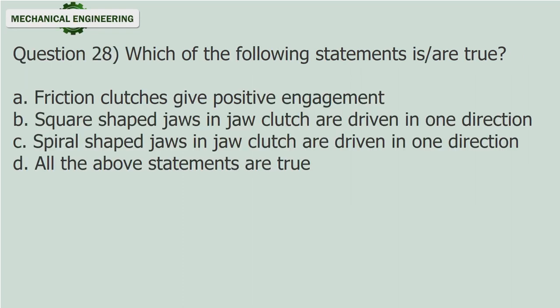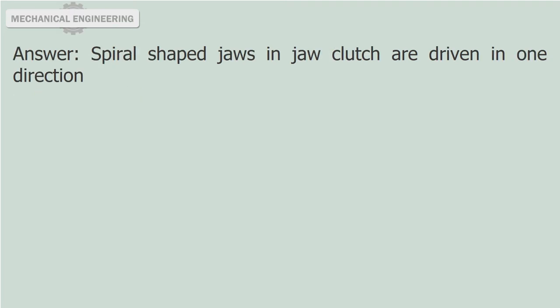Question 28. Which of the following statements is true? A. Friction clutches give positive engagement. B. Square-shaped jaws in jaw clutch are driven in one direction. C. Spiral-shaped jaws in jaw clutch are driven in one direction. D. All the above statements are true. Answer: spiral-shaped jaws in jaw clutch are driven in one direction.